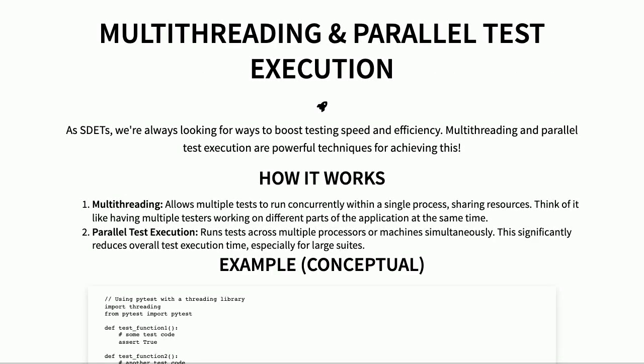Okay, let's talk about speeding up our tests. Multithreading is like having multiple testers all working on different parts of the same software at nearly the same time. It's all happening inside one program. Then there's parallel test execution. This is where we actually run multiple tests simultaneously, potentially across different computers or processors. Think about it as having a whole team testing everything at once.